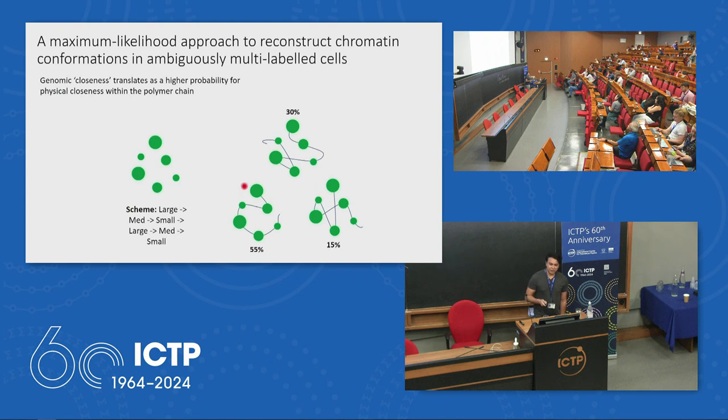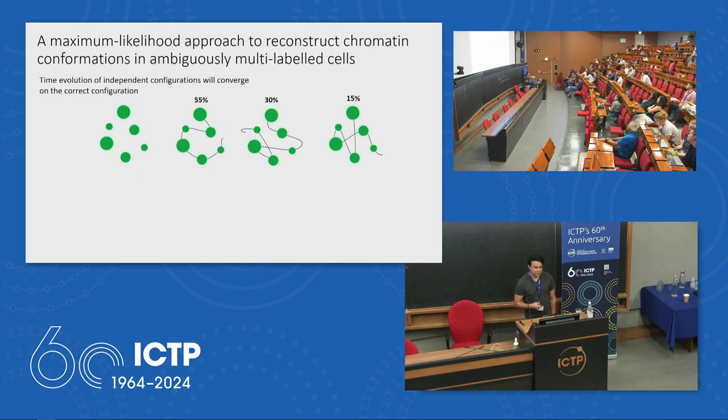Somewhat intuitively, you might think that the most likely configuration is the one that's the most straightforward. It minimizes the distance between these spots. And ones where you have maybe some crazy loop that goes out this way or crisscrosses all over each other are quite unlikely. So that's the basis of the idea.